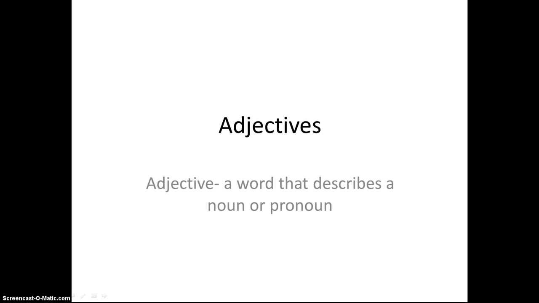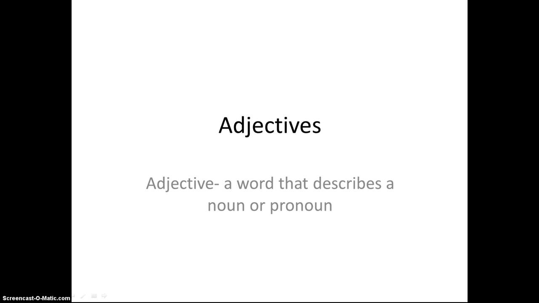An adjective is a word that describes a noun or a pronoun. For example, let's think back real quick about nouns. A noun is a what? Think about it real quick. A noun is a person, place, or thing. Okay? And an adjective is a word that may describe a person, place, or thing.